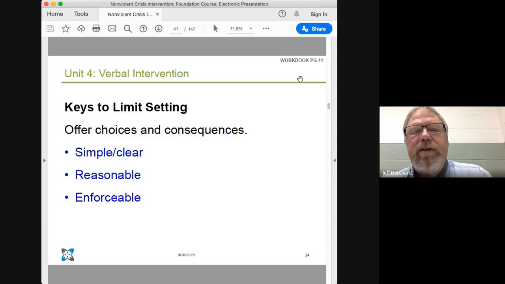We want to make sure that the limits and consequences we set have a basis in the situation that's going on right now. And then finally, are they enforceable? Can you follow through with what you're saying? The staff who are most effective in setting limits are the ones who do what they say they're going to do. The student learns over time that when staff set limits, that's what's going to happen. If I make a great choice, good things are going to happen for me. If I make a poor choice, there are consequences as well, and they know that staff will follow through.